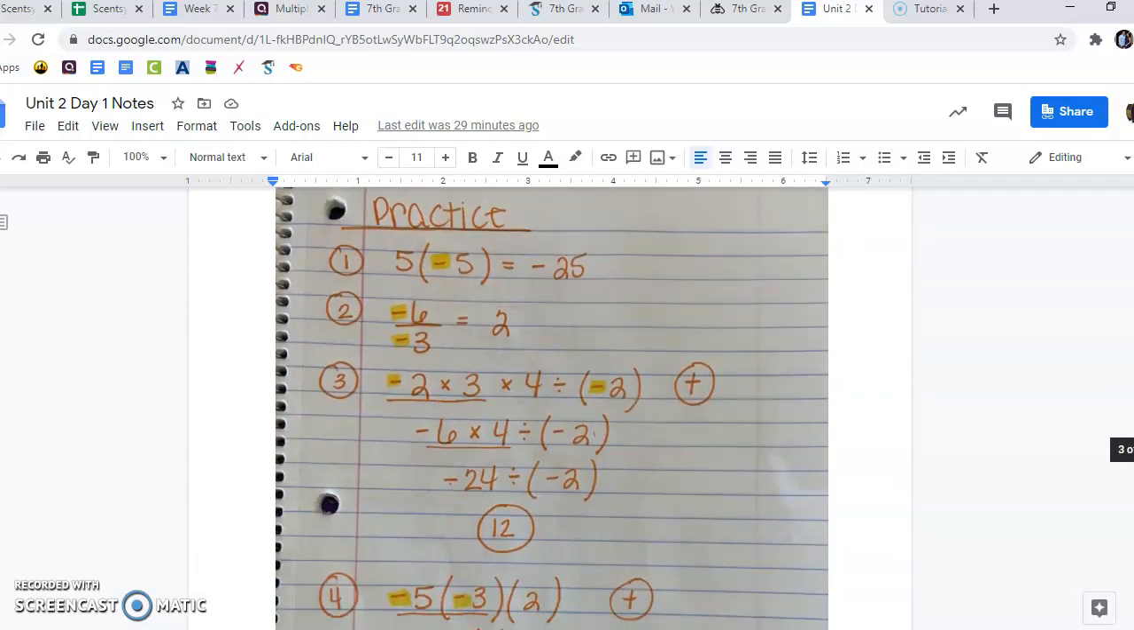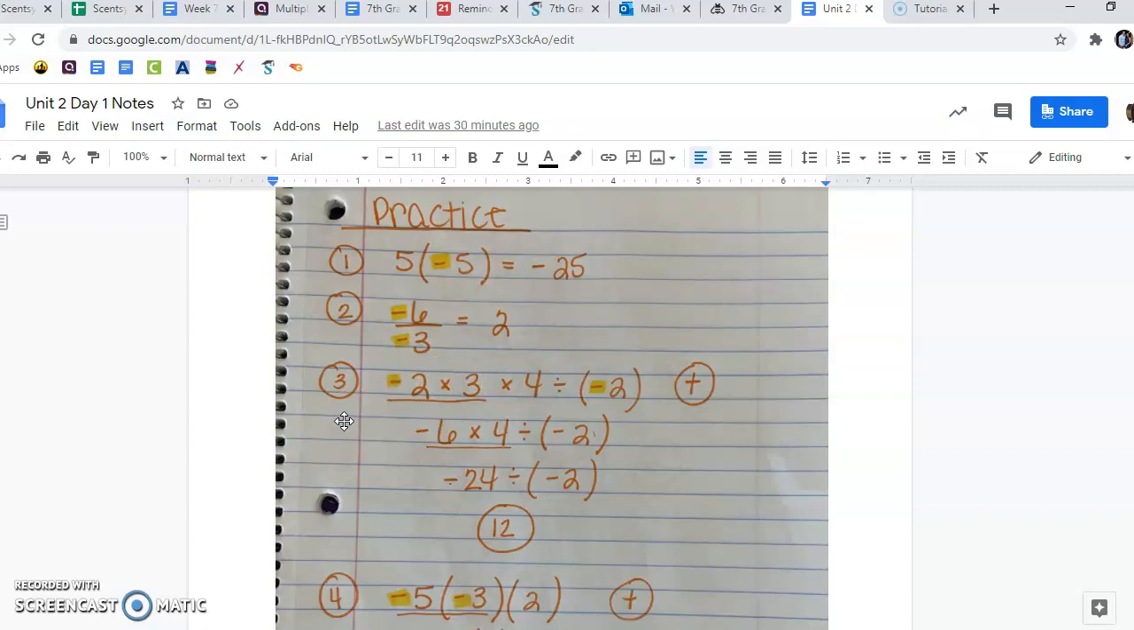So we did some practice today together, and these are a few of them, or actually all of them that we did. So number 1, if you look, we have 5 times negative 5. Well, if we count the number of negatives, we have 1 negative, 1 is odd, so our answer is going to be negative 25. Number 2, negative 6 divided by negative 3. We have 2 negatives, so the answer is going to be a positive because even number of negatives is going to be a positive answer.